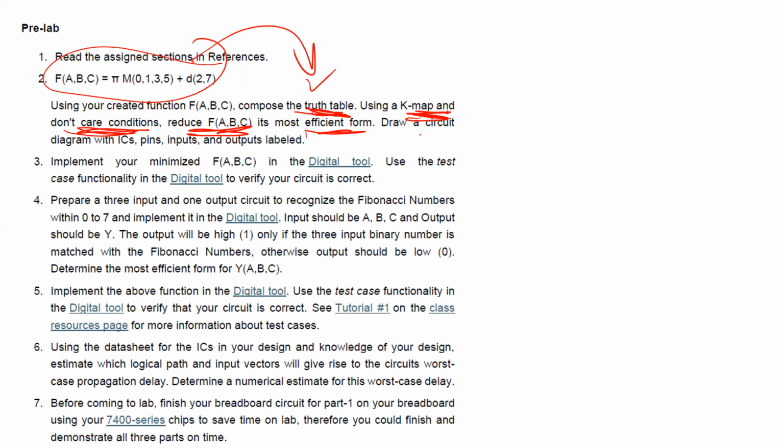Then I ask you to draw a circuit. That's easy as well. And then after that, I'm asking you to implement your minimized function in Digital. After that, I'm asking you to prepare a 3-input and 1-output circuit to recognize Fibonacci numbers from 0 to 7. Implement it using Digital. Also, the input should be A, B, C. So the input has only three variables.